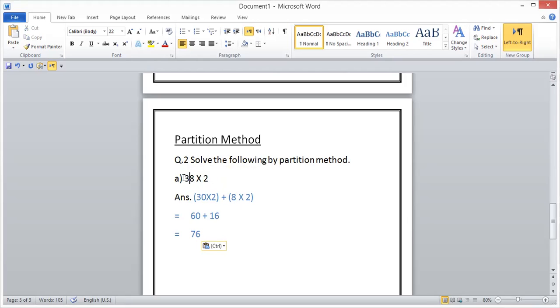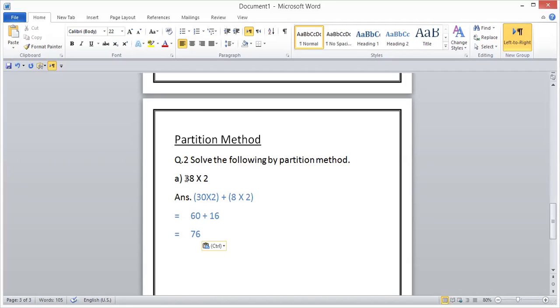This is 38. 38 means 3 tens and 8 ones. What is the value of this 3? The value of 3 is 30 and the value of 8 is 8. So instead of multiplying 38 by 2, you just break it into 30 plus 8 and multiply each number by 2. In that way, it will be very easy for you to multiply.